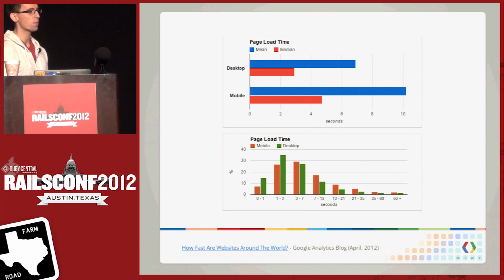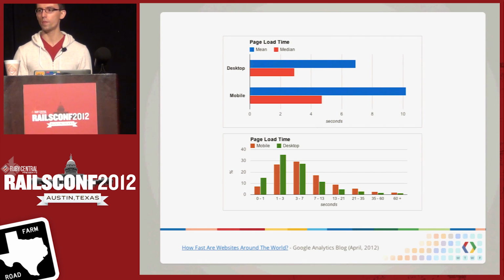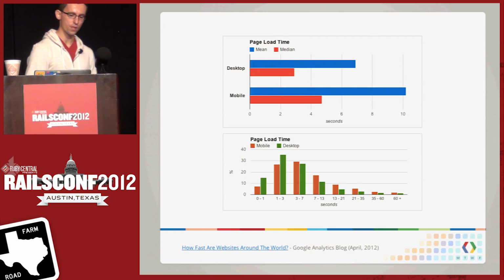So we actually did some studies. We ran and we published these numbers on the Google Analytics blog. We looked across hundreds of millions of sessions on the web, and this is not specific to Google web pages. This is the web as a whole. And we wanted to get some feel for how long pages, on average, take to load on desktop versus mobile. So here are the numbers.